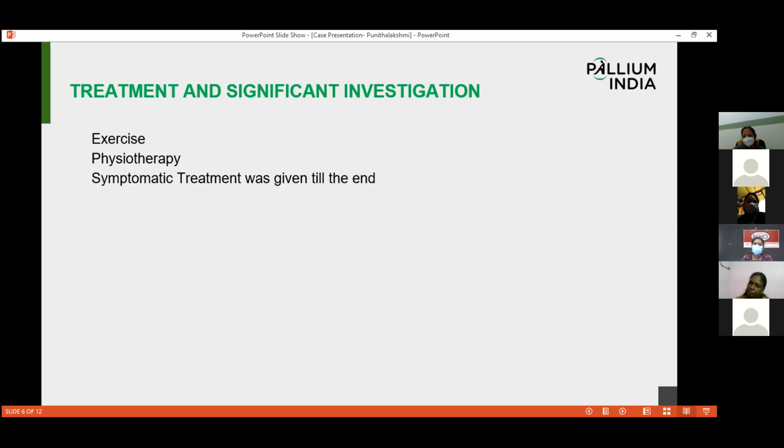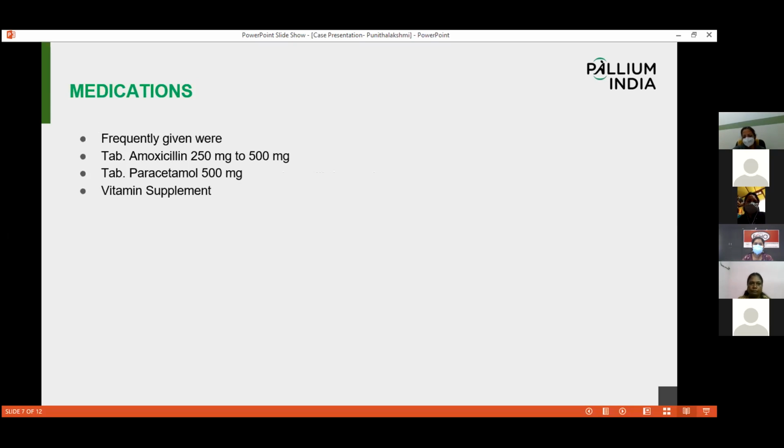The treatment, significantly, was that we gave passive exercises because they couldn't move. At home, the family was giving the passive exercises, and sometimes the physiotherapist used to come. Apart from that, symptomatic treatment and basic care was given to both children. We didn't give much medication, only for their respiratory illness. Frequently, they would get a cold only.